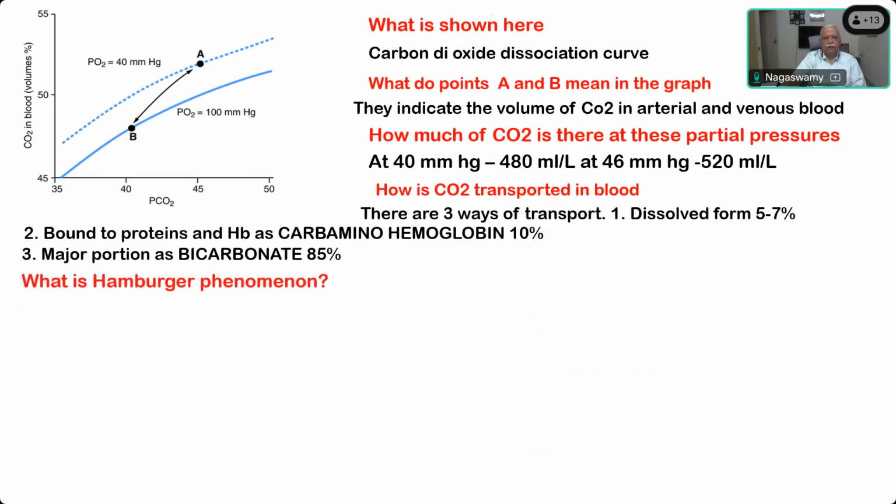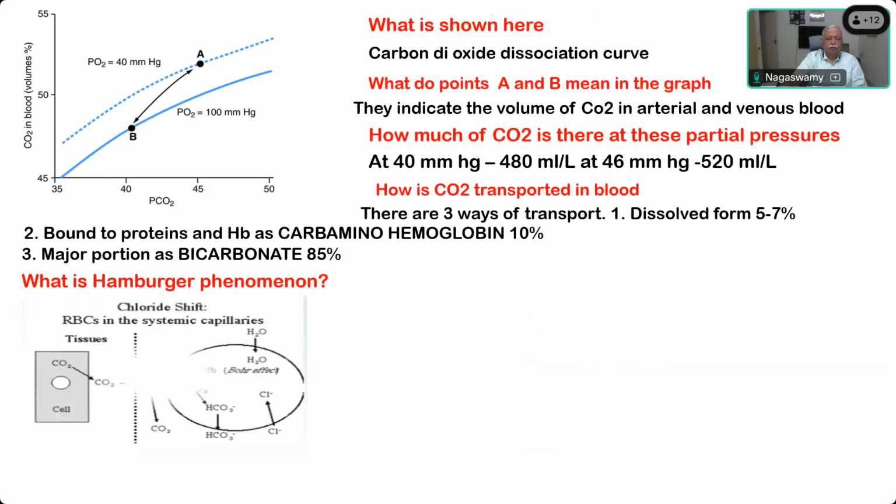What is Hamburger phenomenon or chloride shift? Chloride in exchange of bicarbonate. It's an exchange of chloride and bicarbonate in RBC. Where it happens, you must say. RBCs in the systemic capillaries. When carbon dioxide combines with water to form bicarbonate and hydrogen ion, the bicarbonate comes out into the plasma and chloride goes in to maintain the equilibrium.